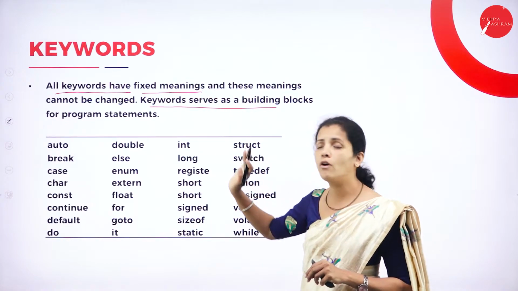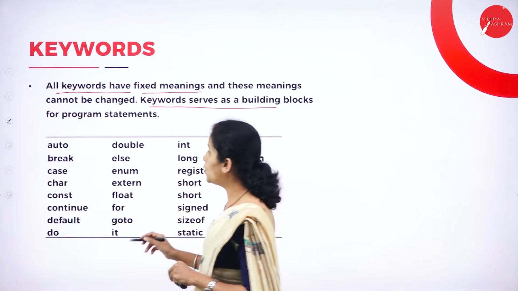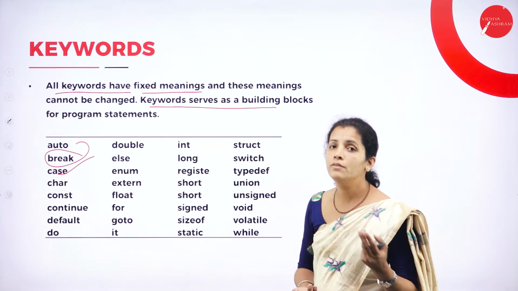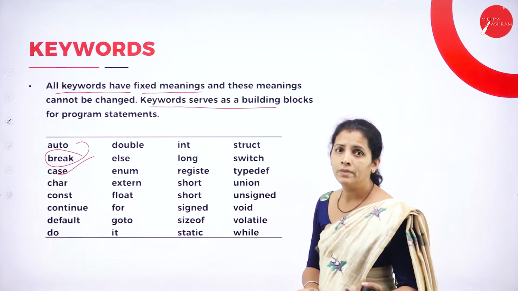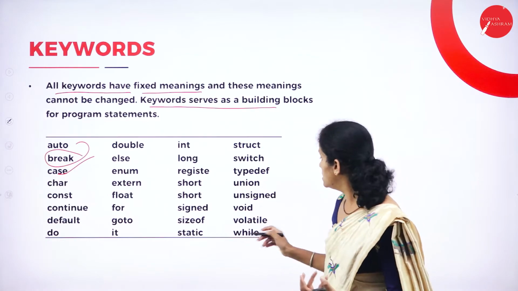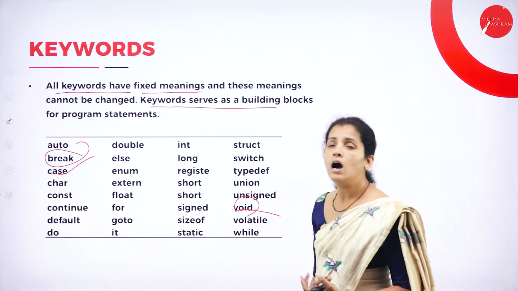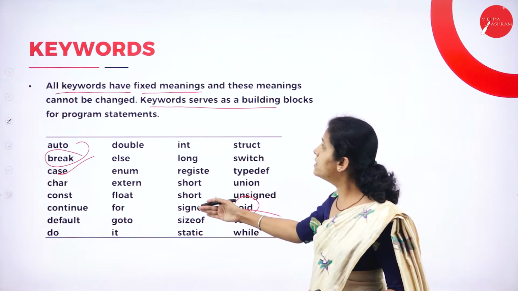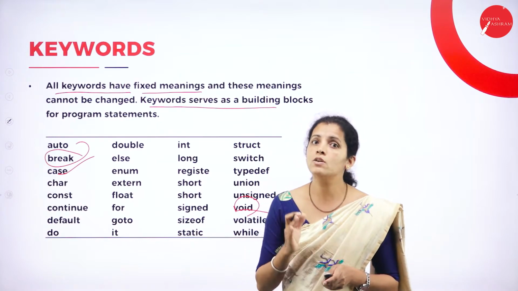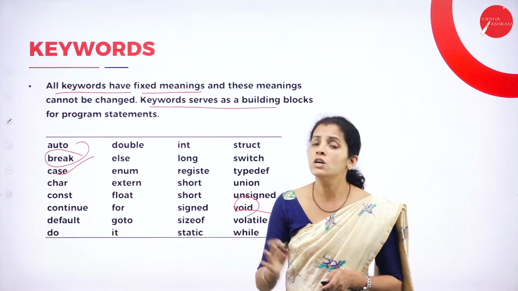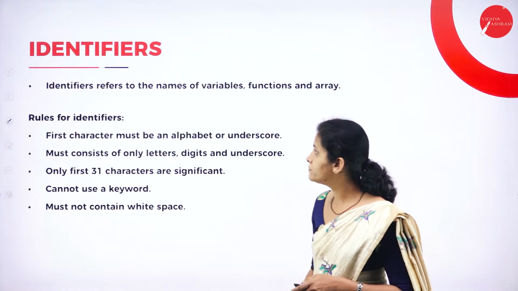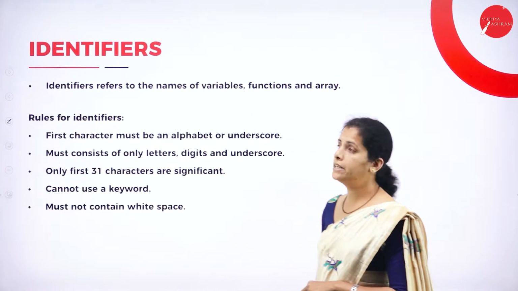Examples of keywords are auto, break, case, char, double, float, goto, for, do, while, extern, void, unsigned. These are the examples of keywords. So what is a keyword? That is nothing but a reserved word and I cannot change the meaning of these words. Now, I'm going to discuss the identifier.